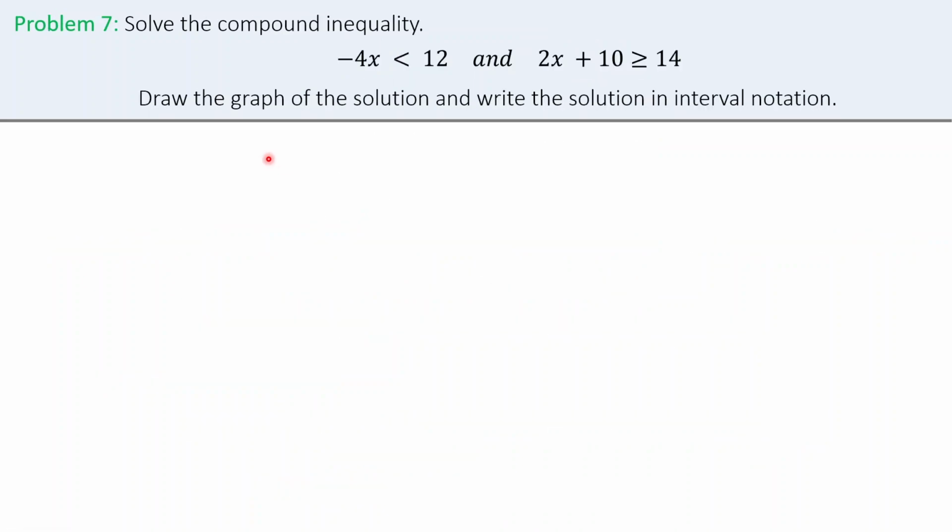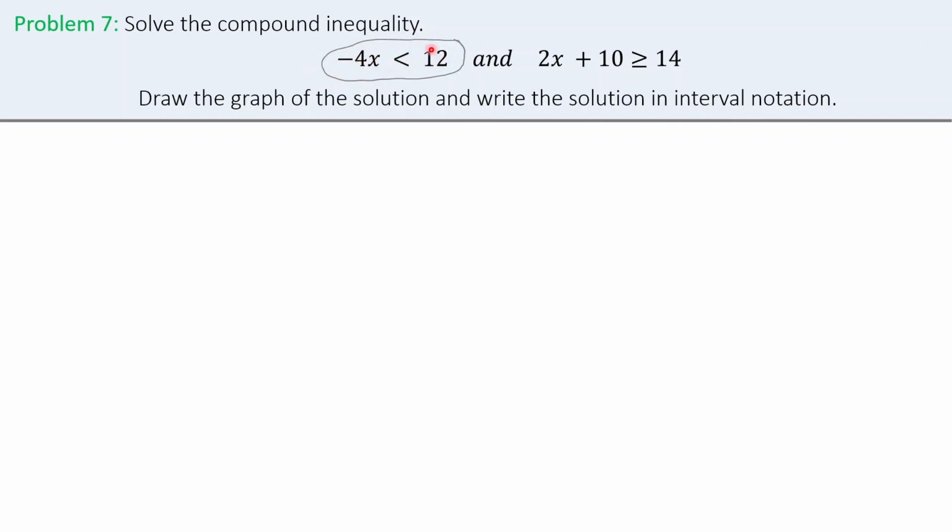This is the last problem. We are going to solve this compound inequality and draw the graph of the solution and write the solution in interval notation. First, we solve this inequality.